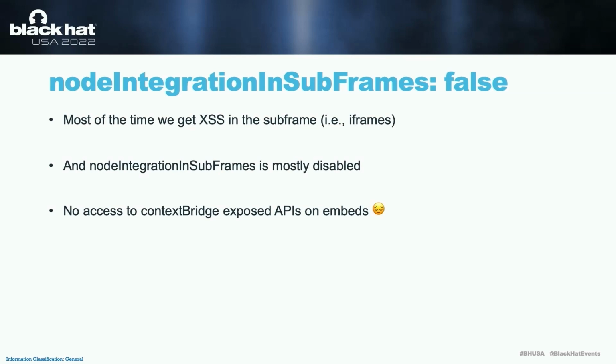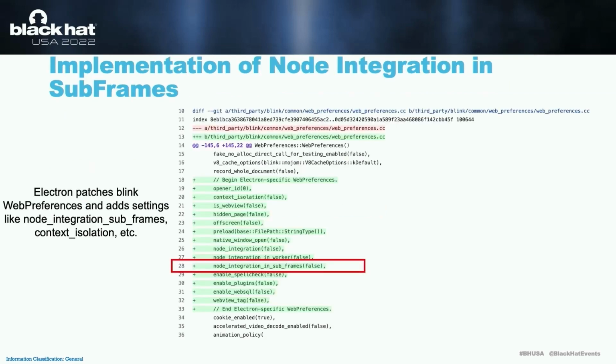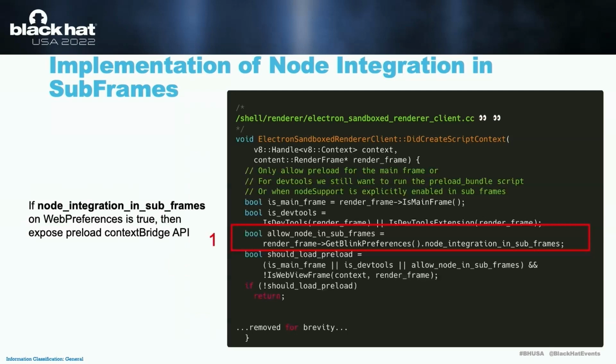But can we still hack it? Can we still find a way to somehow get access to those preload and node primitives through this? Let's see. To see this, we take a deep dive into the Electron source code. Let's look at how Electron implements these security features. What Electron does is it patches Blink web preferences and adds node integration in subframes, context isolation, everything within this. So in the red, NISF is implemented there.